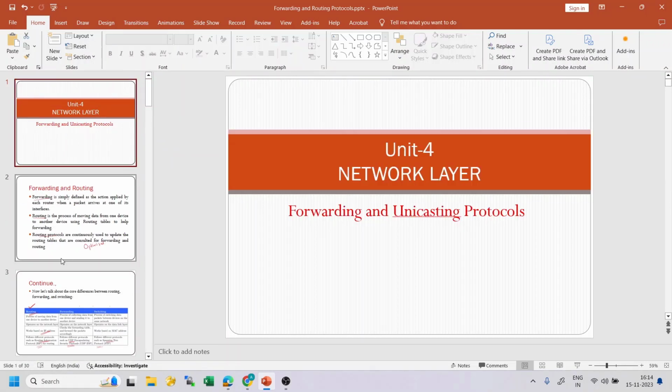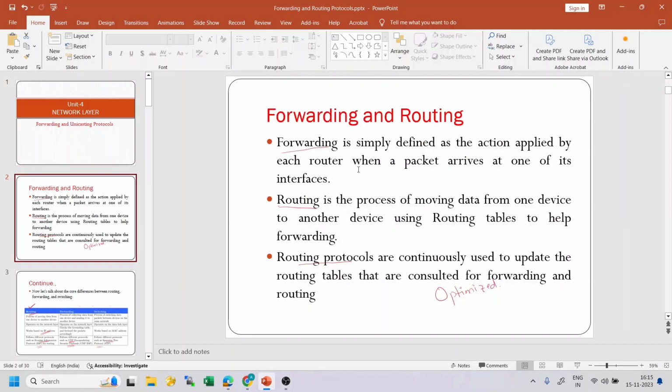So you can see, today's topic is about the forwarding and unicasting protocols. Already in the last class we saw the ARP protocol, RARP protocol, all these. ARP and RARP are mainly concerned with mapping of IP address to physical address and physical address to IP address. Yes or no? Right? So today we will see the next topic, the last topic of the 4th unit, forwarding and unicasting protocols. So forwarding, the definition we will see, and after that what routing protocols are we will see.